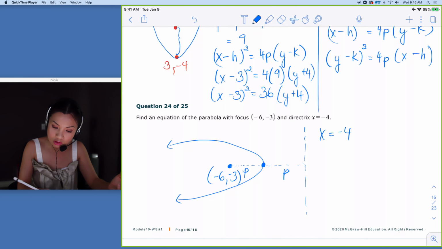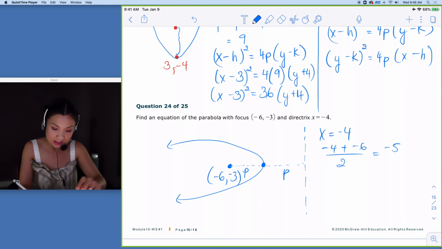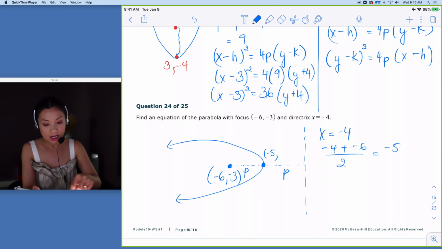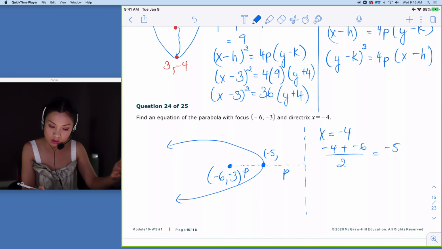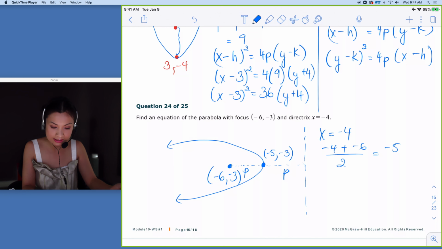So how do I do that? I can just take negative 4 plus negative 6 and divide by 2 to get the midpoint, which is negative 5. That's for x because I'm using x here. So it's going to be negative 5 here. Now for y, the only changing number is x, so y is going to be the same. So we have negative 3 for y. So we got the vertex.